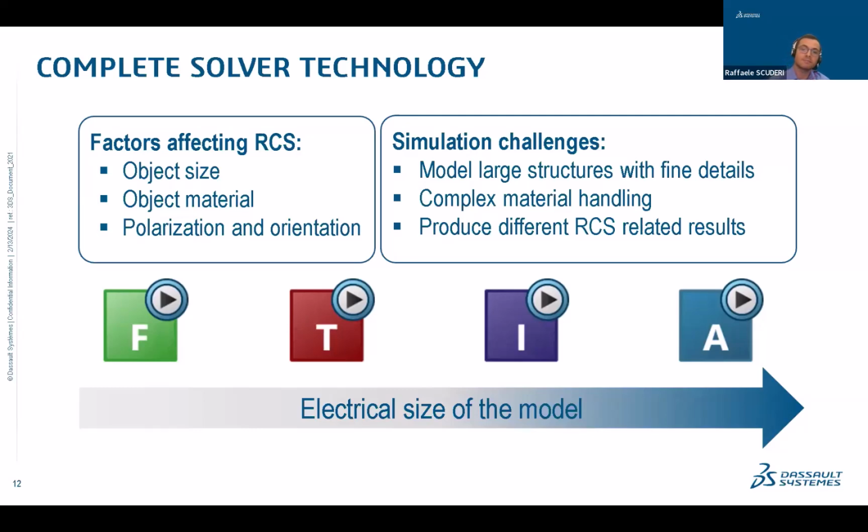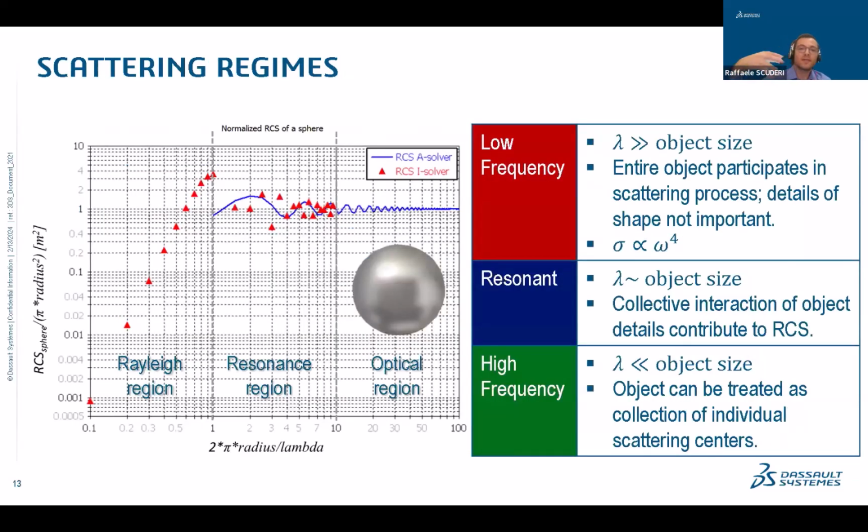And this is the very classical plot, which shows us the different scattering regimes: the Rayleigh region, resonant region, optical region. Here we are just looking at the scattering behavior of a sphere, and you can clearly see this sort of convergence when the frequency becomes very high and the model becomes big with respect to lambda.